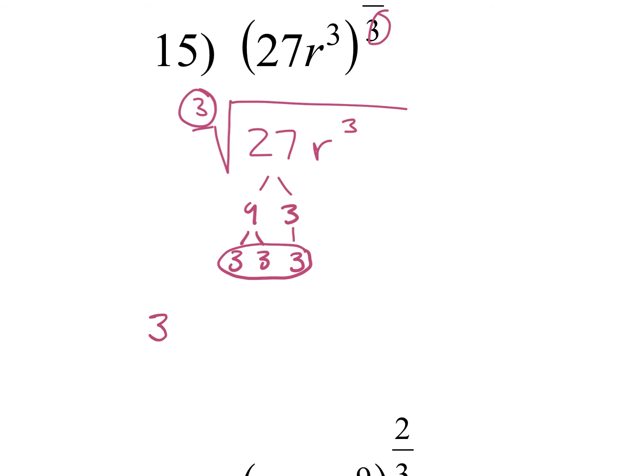Now we do the same thing with the r's. How many r's do we have here? 3. We're circling groups of how many? Groups of 3. Perfect, because we have 3 r's. So what do we do with the r's that we circle? Move it to the outside. Do we have anything left on the inside? Nope. So our answer is 3r.